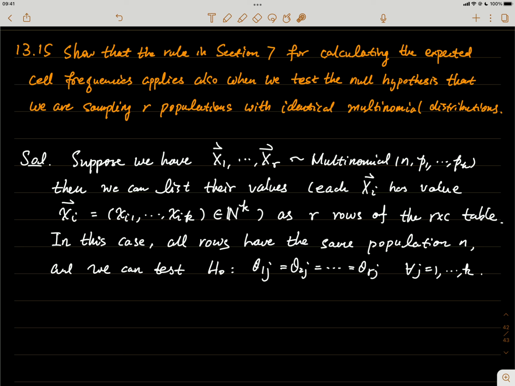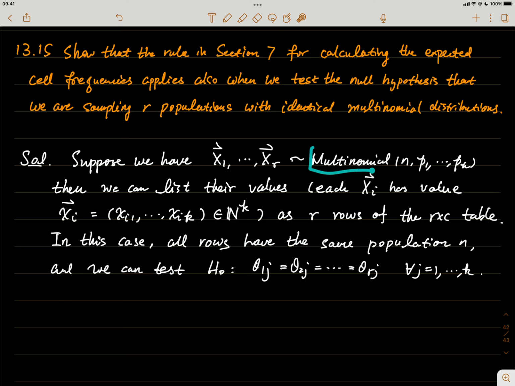Problem 13.15. Show that the rule in section 7 for calculating the expected step frequencies applies also when we test the null hypothesis that we are sampling our populations with identical multinomial distributions. Okay, so what that means is, suppose we have x1 through xr, they are vectors, all k-dimensional vectors. Each of them follows this distribution and they're independent.